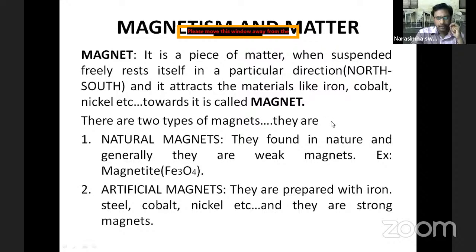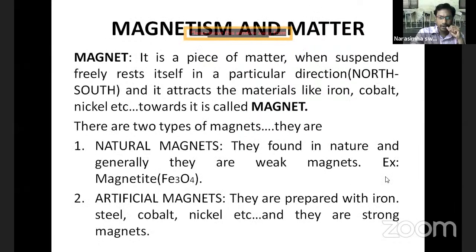So, a magnet is a material that has a property of attraction and shows the direction, that is north and south. These are of two types, natural magnets and artificial magnets. Natural magnets are usually found in nature, and artificial magnets we prepare with certain materials like steel, iron, cobalt, etc. Okay.